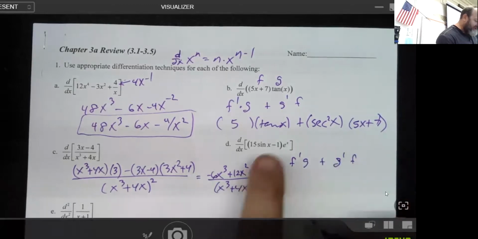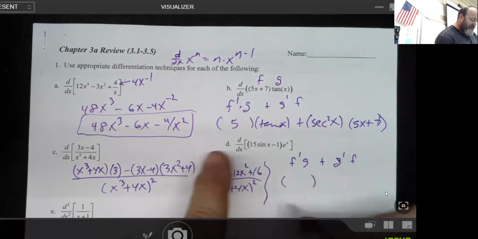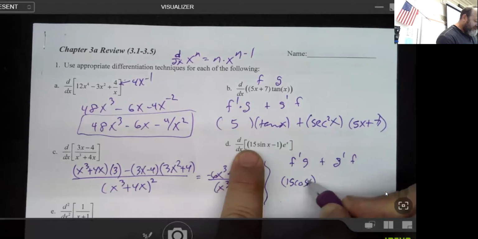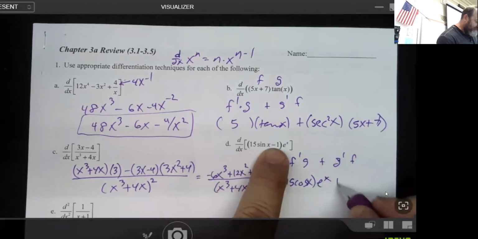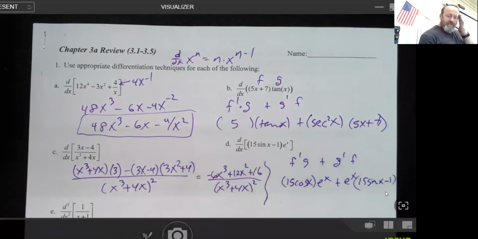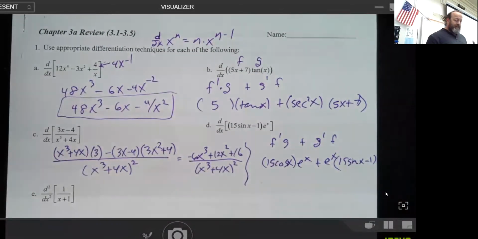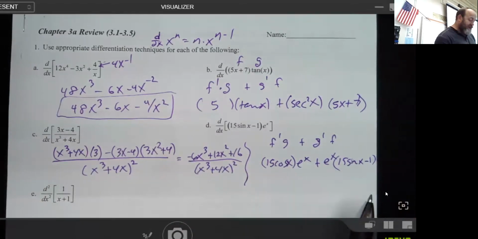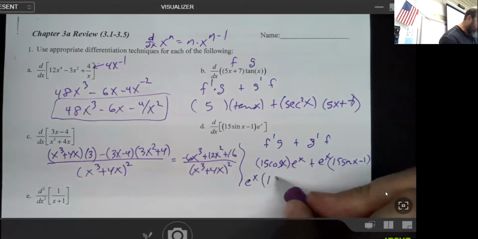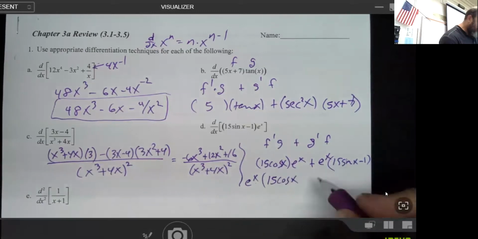Now, for letter D, again, we're going to do F prime G plus G prime F. And F prime, I saw a lot of people struggling with this one, but F prime is just 15 cosine X, G plus G prime F. Now, this one, you could theoretically leave it, but standard protocol, because we have multiple terms here that have that e to the x, is we would usually factor an e to the x out, which is going to leave me with a 15 cosine, a 15 sine, and a minus 1.